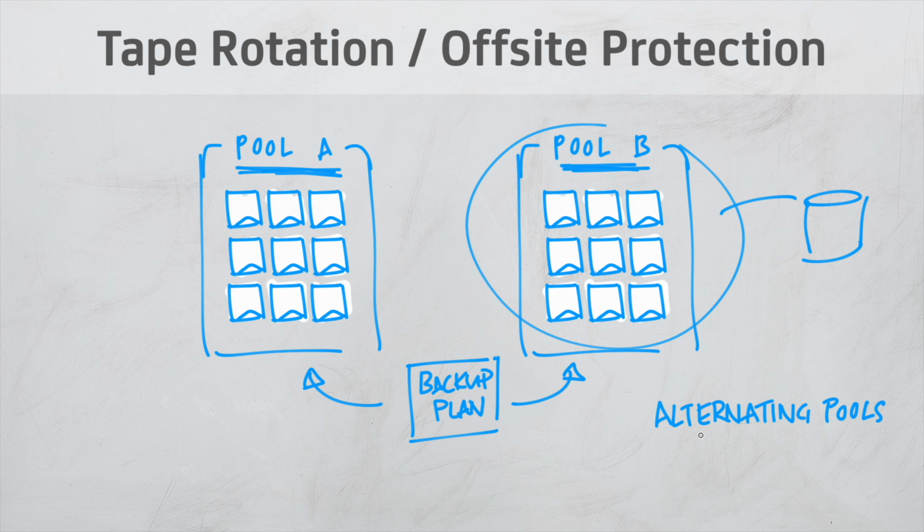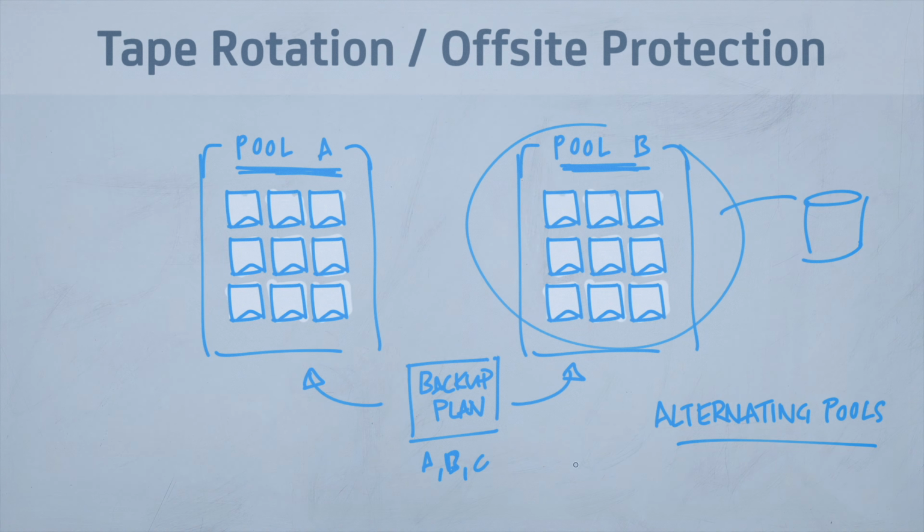So this feature is called alternating pools, and it allows a single backup plan to specify pools A and B and even C if that's how you want to configure it. So up to 3 pools can be configured. Let's see how that works.